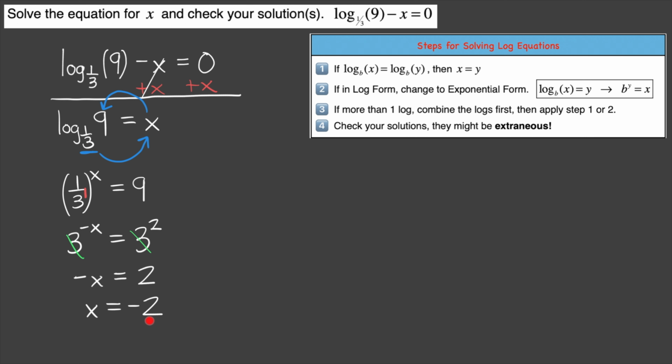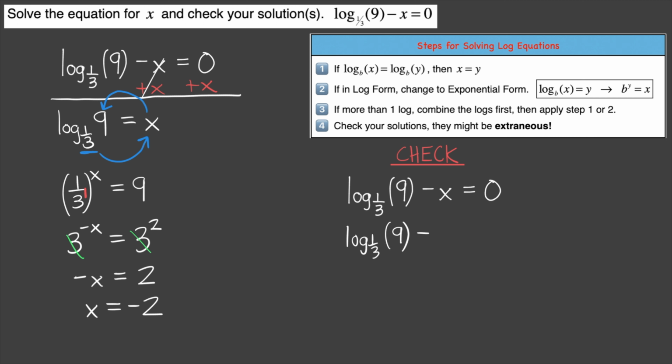Now, I'm not going to box it yet because we want to check it to make sure it works. So I'm going to go ahead and bring down our check here. So we're going to plug in negative 2 here for x. So let's go ahead and plug that in. So we have log base 1/3 of 9 minus x, which is negative 2, equals 0. All right, so we're going to simplify the log base 1/3 here. So log base 1/3 of 9, well, that's kind of a tricky one to find.